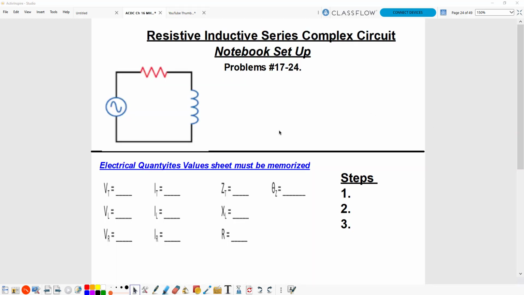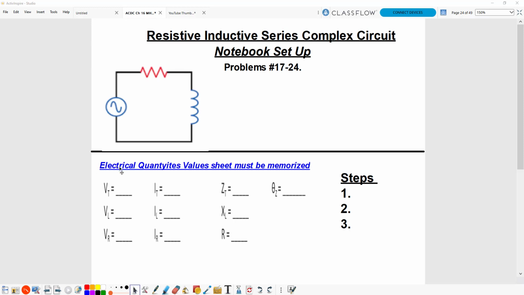We see here on the screen how we need to set our notebook up in order to calculate problems number 17 through 24 from the Chapter 16 math handout. I would draw a line about halfway down my paper, leave some space to draw out my circuit, and label my values by my circuit.